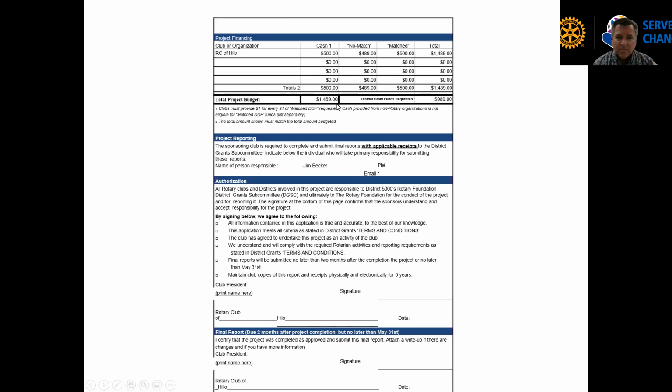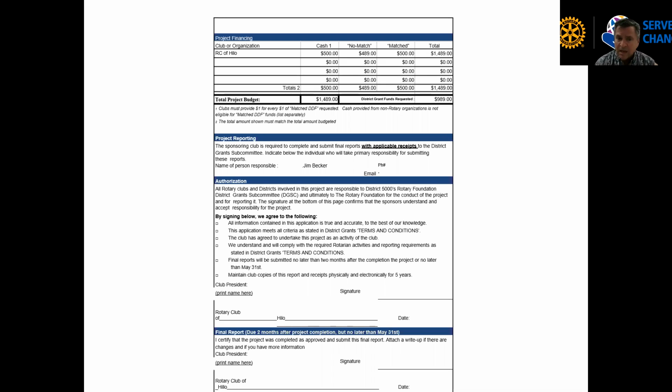Yeah, the total project budget needs to match what was on the front of the page. And then you see cash, no match, matched, and total. Cash means that's club cash that you're depositing into your district grant account. The no match is the amount of funds that are going to be allocated to you that you do not have to match. The matched portion is DDF funds that are allocated to you, but you do have to match, and then the total. All those cells are formulas and they add up properly.